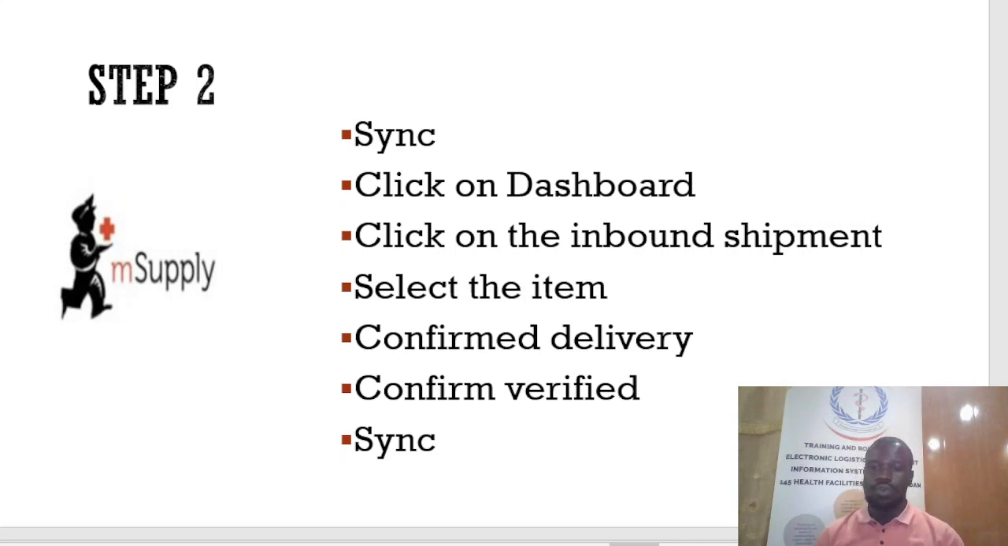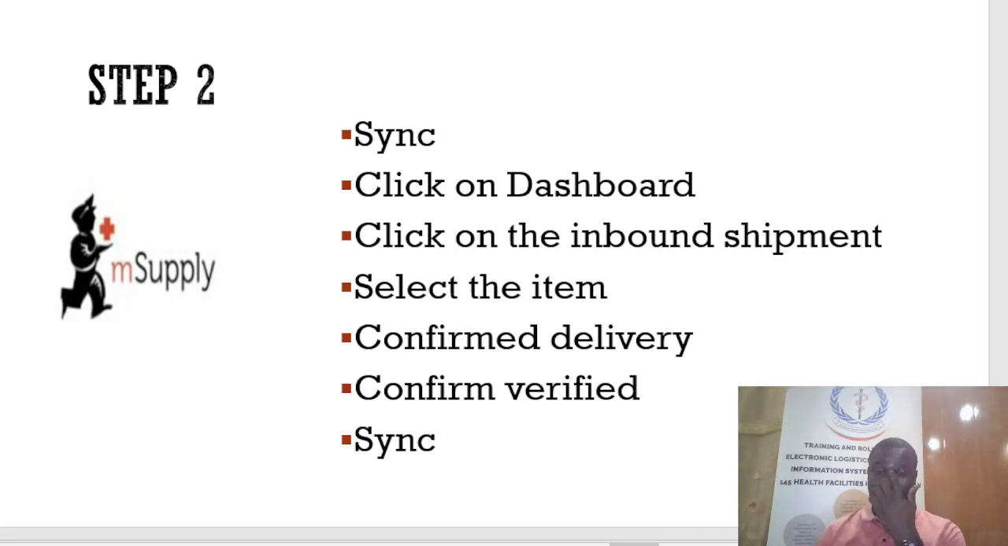Are the commodities of good quality? Then after that, you verify it. After verifying it and everything is okay, then you confirm verified. After confirming, then you sync your data. That is a simple way of doing it. So it means that from your side, as you sync the data, your system has already updated that stock. That stock is what you already have in your store.